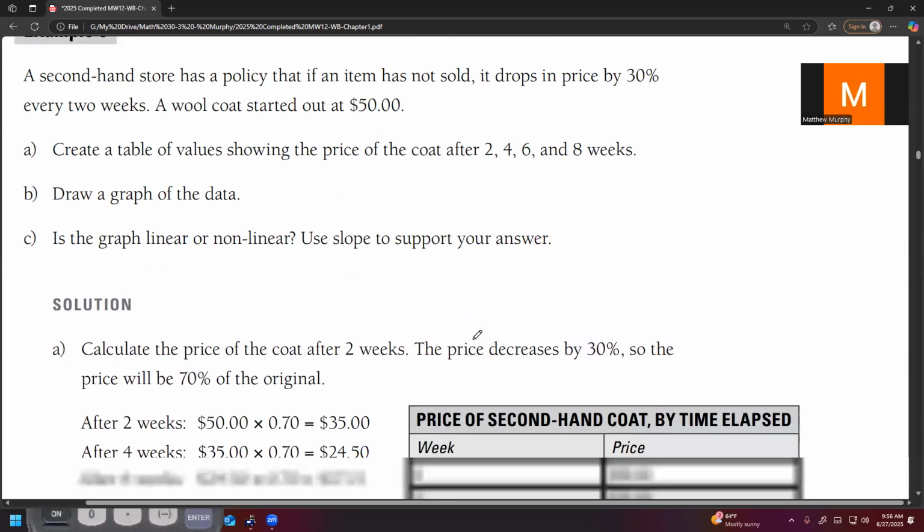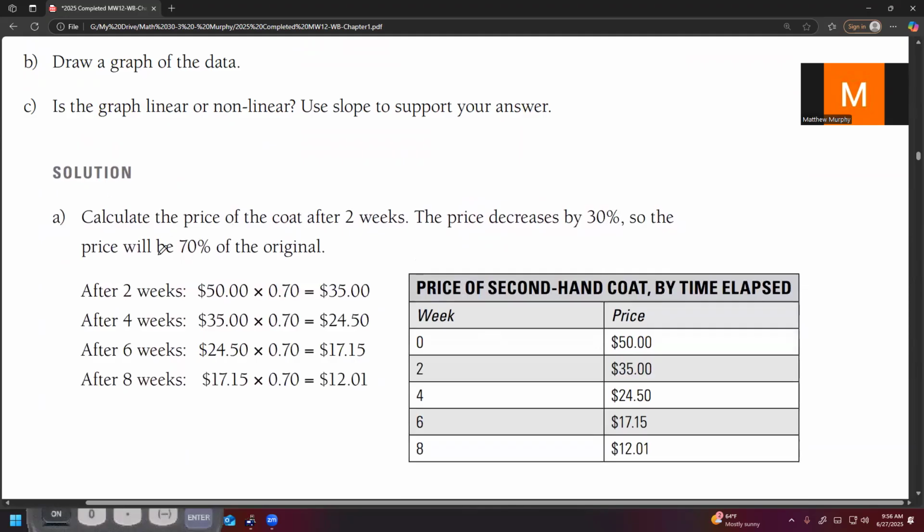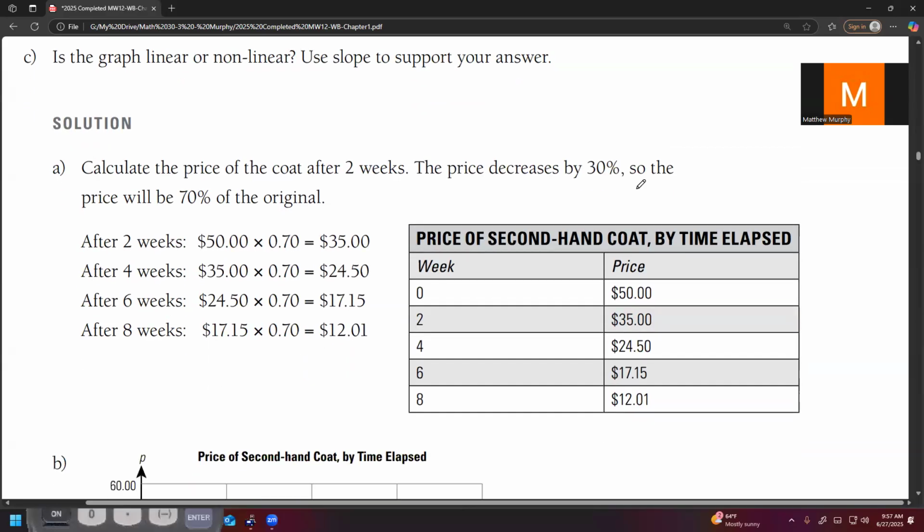Okay, so for A, the solution. Calculate the price of the coat after 2 weeks. The price decreases by 30%, so the price will be 70% of the original. Okay, that's often a common error, is people will calculate the 30% of the original price and they think that's what decreasing means. No, it means it went down by 30. So the coat is now 70% of what it once was.